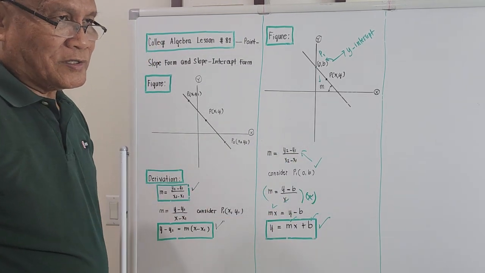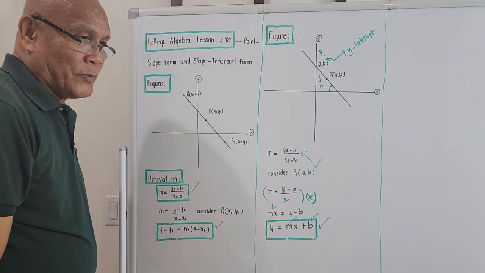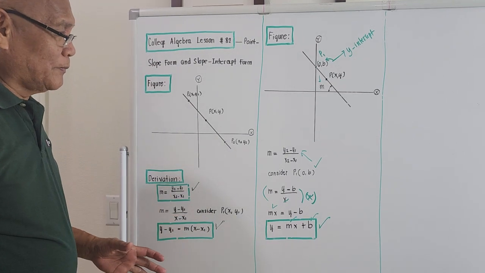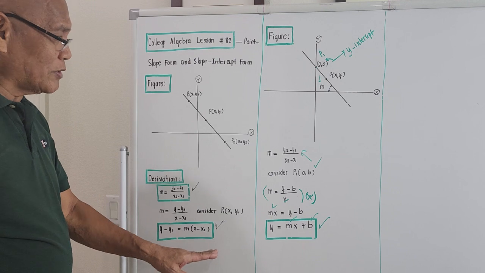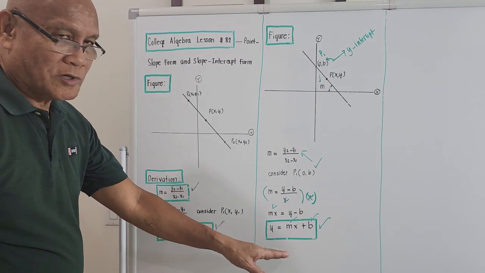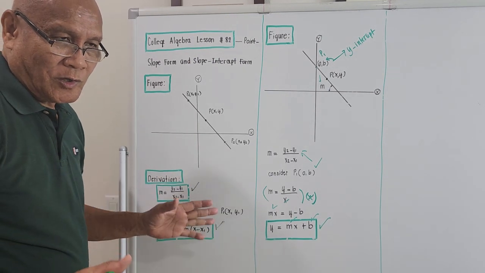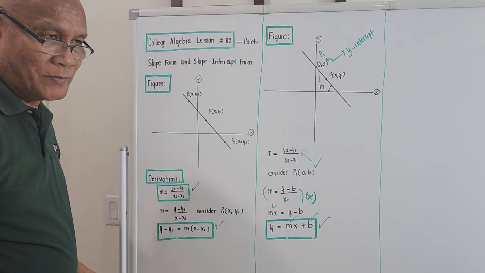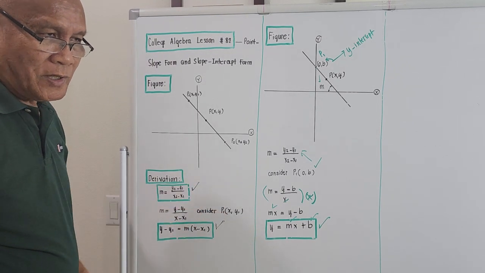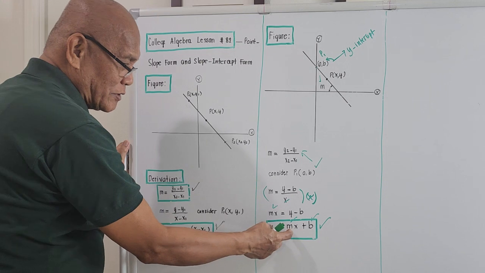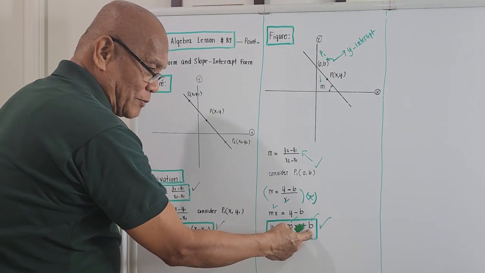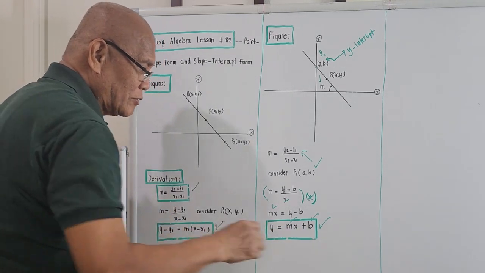That's it guys for this morning. I just presented two equations, the point-slope form and the slope-intercept form. As long as you are solving a problem in analytic geometry in which the slope is given and the y-intercept is given, you can use this equation.